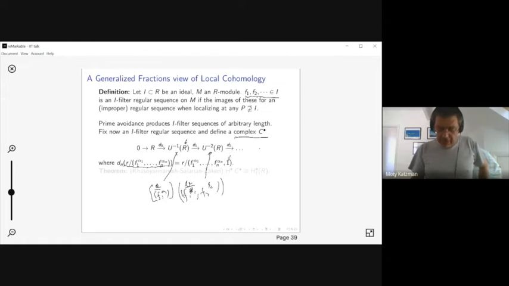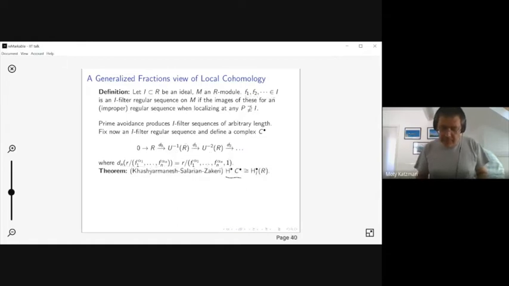And now, what is the magic of I-filter regular sequences? It comes in the form of this theorem by Hashemi, Marnesh, Salarian, and Zachary, which is that if you look at the cohomology of this complex I just defined for you, what you're getting is the local cohomology modules of R with support I. I being the same as this I, the I which you use to construct this I-filter regular sequence.